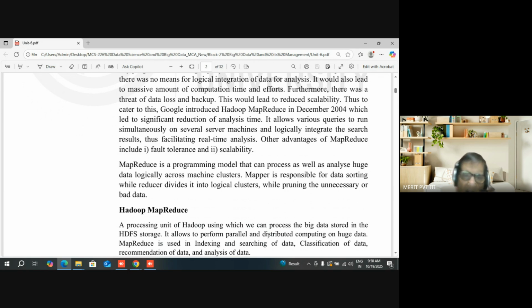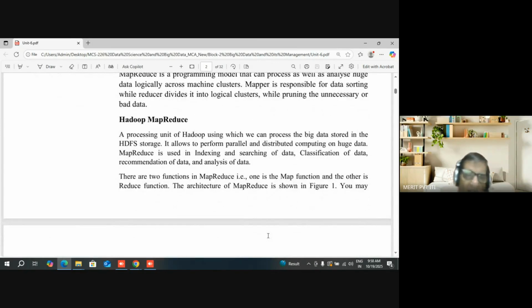So there's the mapper and reducer. These are the two things. So Hadoop MapReduce is a processing unit of Hadoop using which we can process the big data stored in HDFS. It allows us to perform parallel and distributed computing on huge data. MapReduce is used in indexing and search of data, classification of data, recommendation of data, and analysis. There are two functions of MapReduce. One is the map function, and another is the reduce function. So these are the two things which are important.